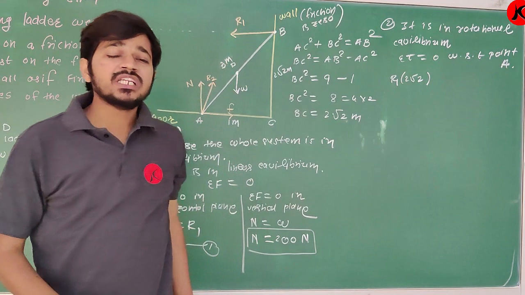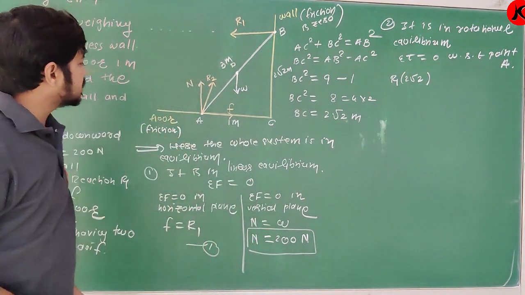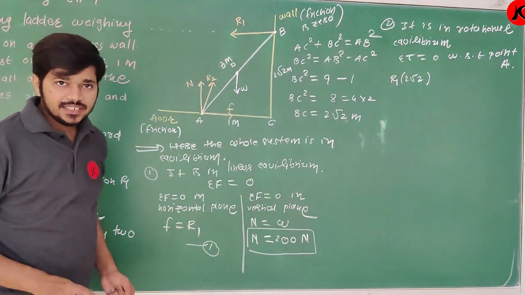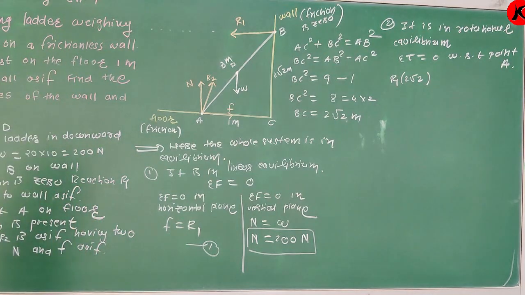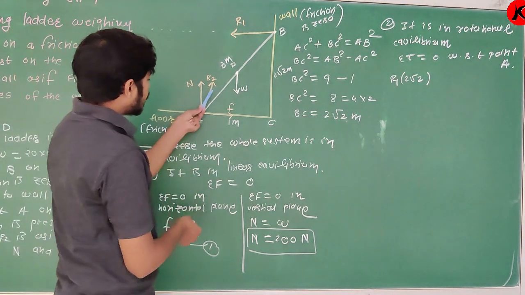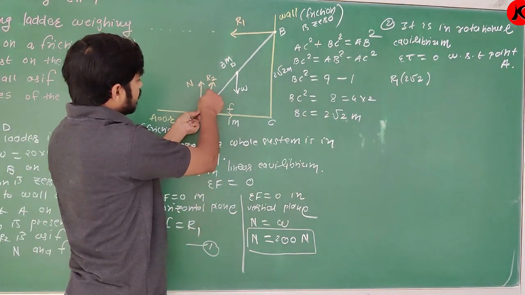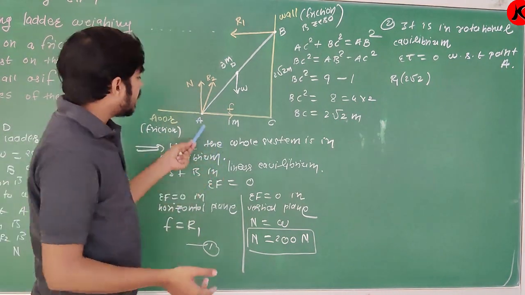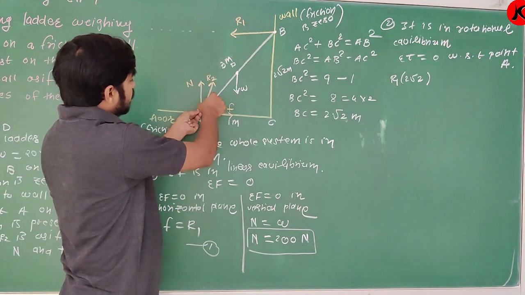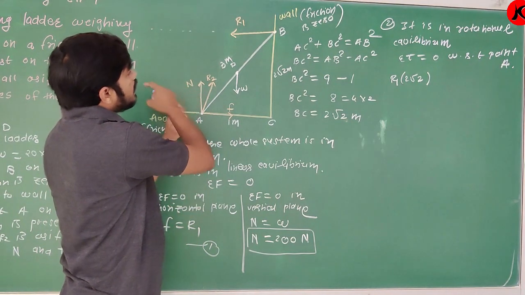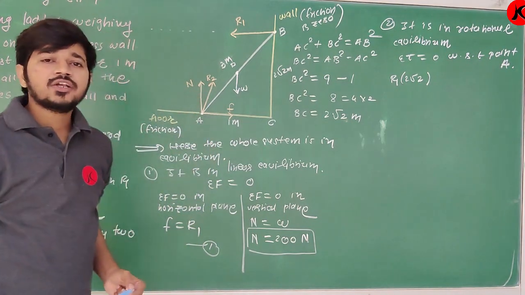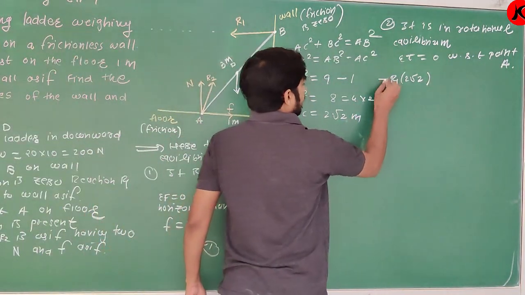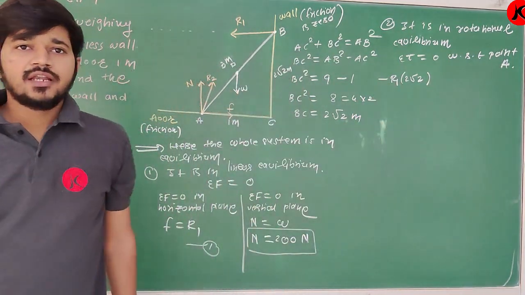Now for the torque, is it a plus sign or a negative sign? Take a chalk again. This point A is fixed. R1 is acting in this direction, so it will perform anti-clockwise motion. And for anti-clockwise motion, we get negative torque.